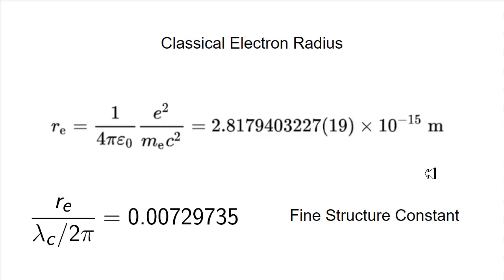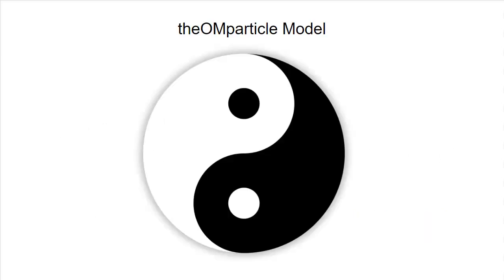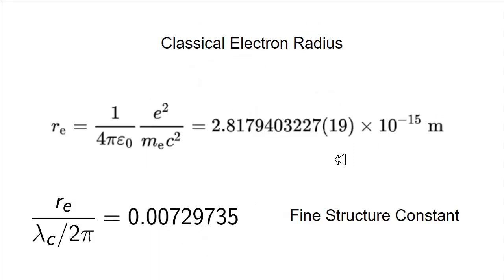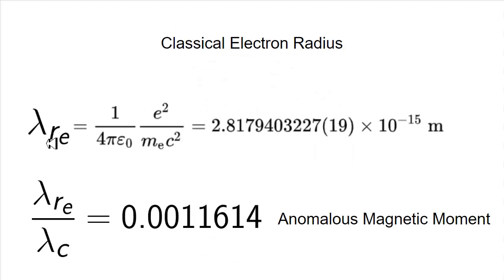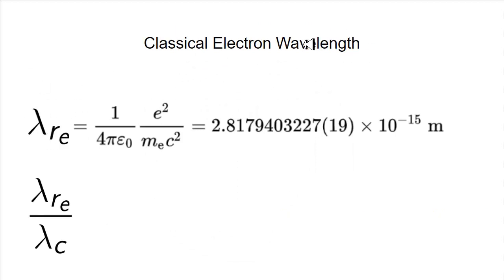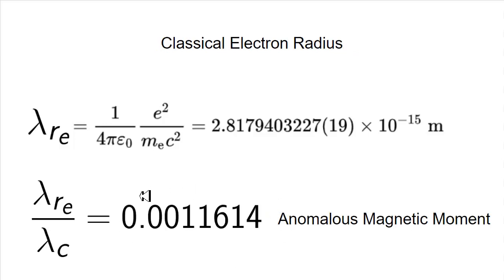So I find this really interesting. Although the classical electron radius, this value here, has no meaning in my own particle model, when I apply this conversion factor to this value here, the classical electron radius, you end up actually calculating the distance between these 2 points, which also happens to be the radius of this circle. Now, when you model the classical electron radius as a wavelength, we get the anomalous magnetic moment.